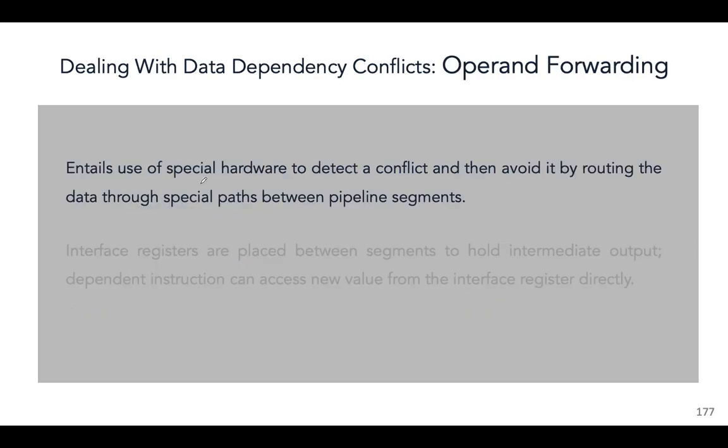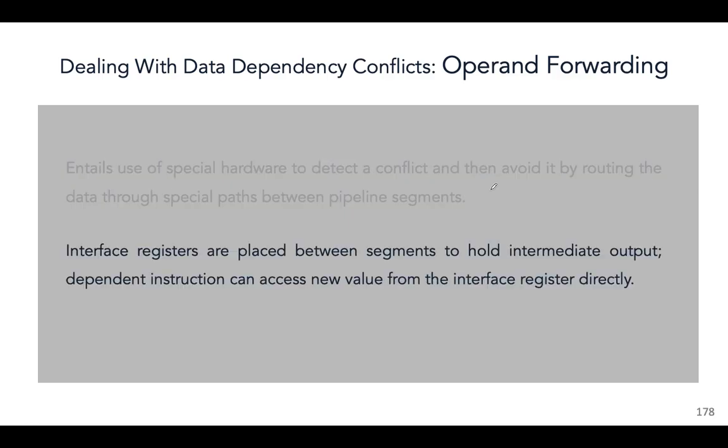Another way of dealing with data dependency conflicts is operand forwarding. Alright, this is very useful and also very interesting. So what happens in operand forwarding? It entails the use of special hardware to detect a data dependency conflict, and then avoid it by routing the data through special paths between pipeline segments. Interface registers are placed between segments to hold intermediate outputs. A dependent instruction can access the new value from the interface register directly.